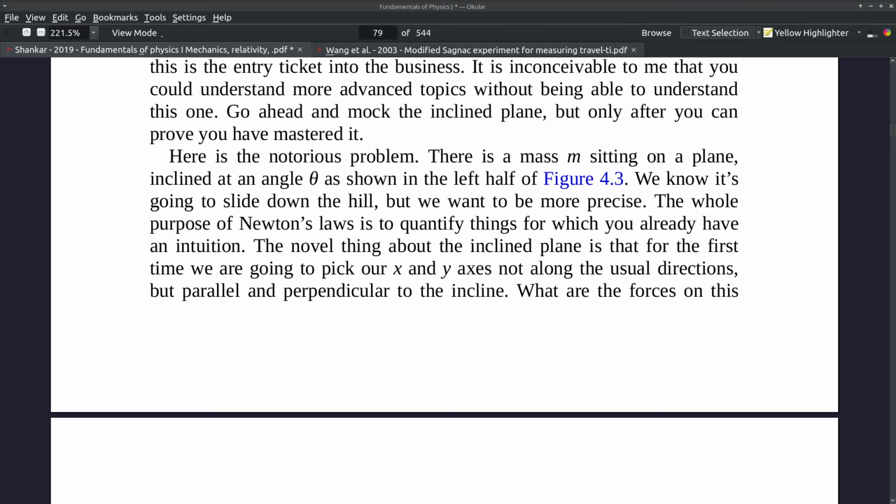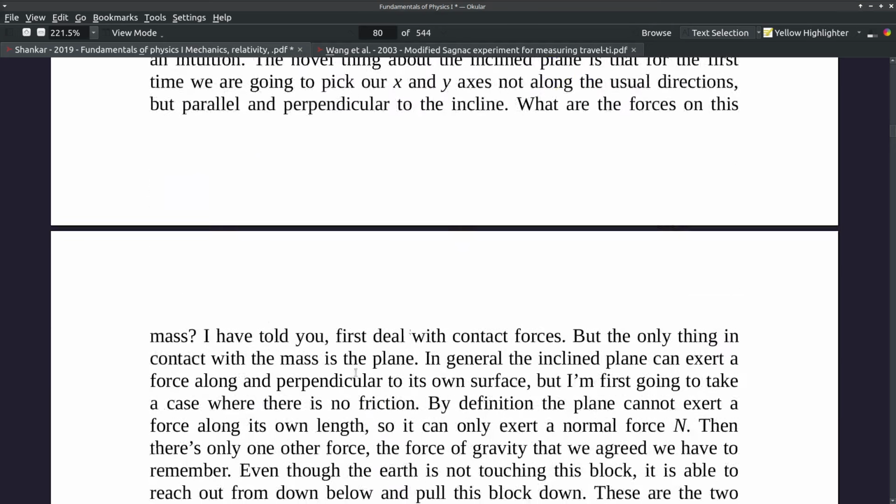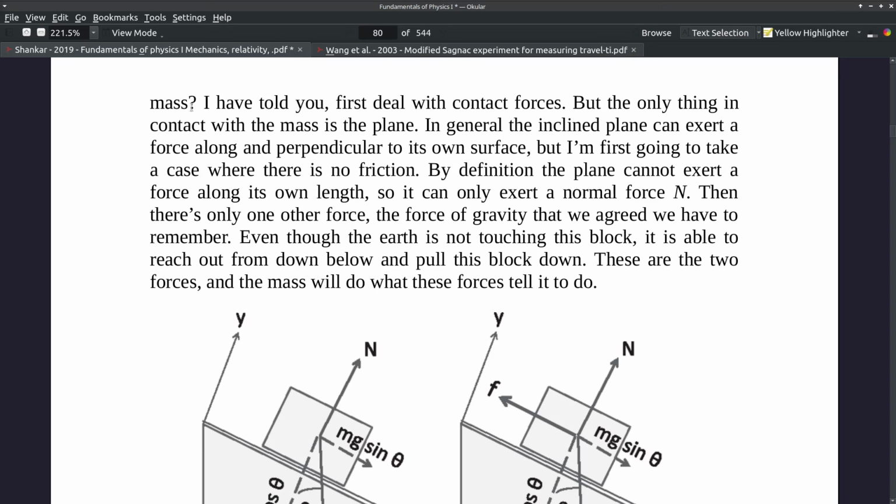What are the forces on this mass? I have told you first deal with contact forces. But the only thing in contact with the mass is the plane. In general, the inclined plane can exert a force along and perpendicular to its own surface. But I'm first going to take a case where there is no friction. By definition, the plane cannot exert a force along its own length, so it can only exert a normal force, N. Then there's only one other force, the force of gravity, that we agreed we have to remember.